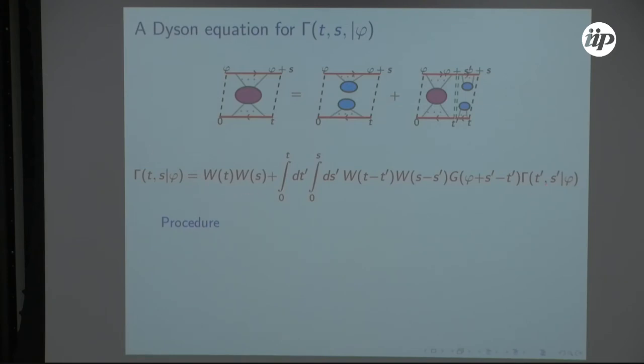So you have a procedure, a recipe if you want. The first thing you have to do is to solve the integral equation for gamma, then solve for K once you know gamma, and then evaluate at K equal to pi, and then it's going to give you the ladder contribution to this connected correlator.